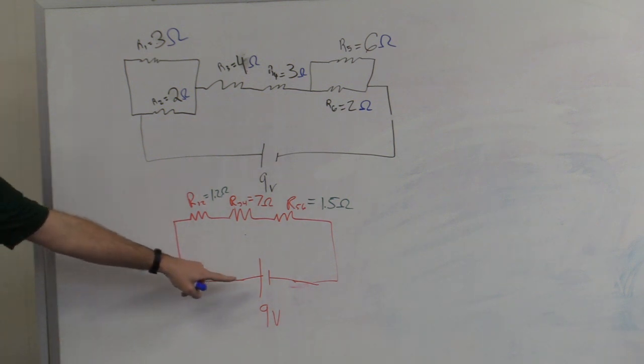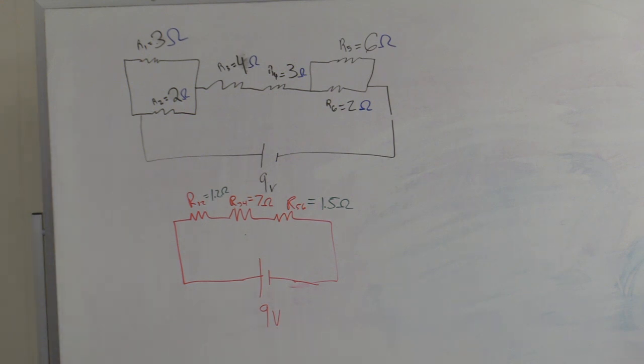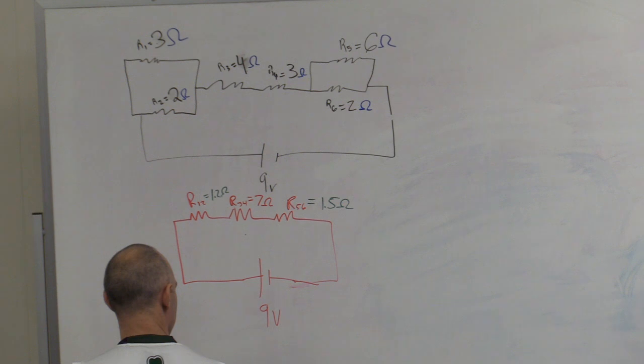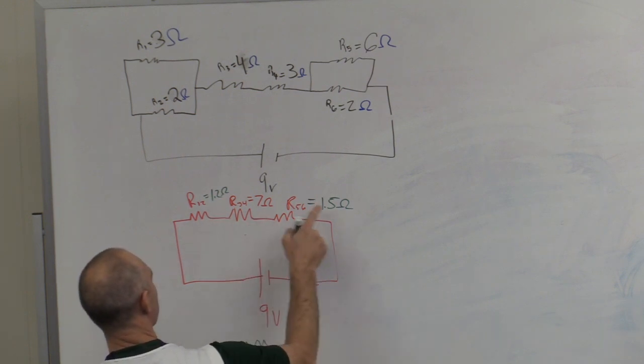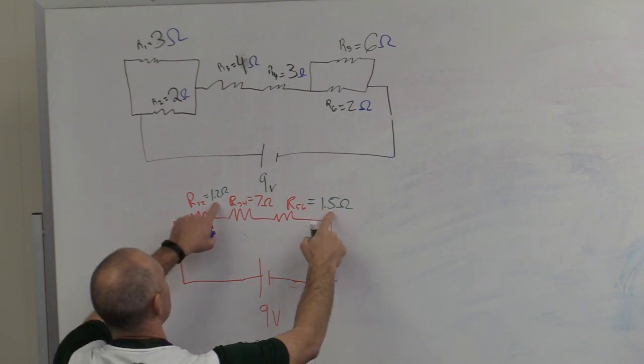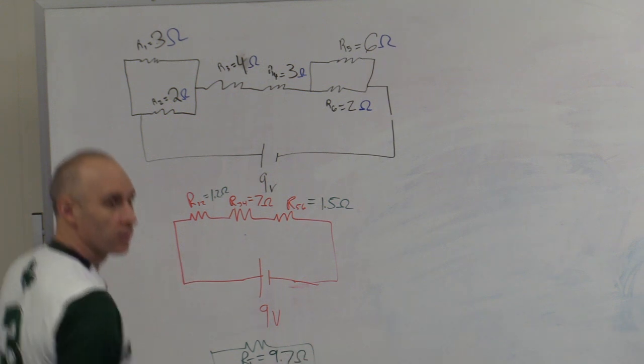Now, what do we have? We've got a battery attached to a series of resistors. That's actually not that bad at all. That's fairly straightforward. I know how to deal with this. I can deal with it by just adding them up. I've got my 9-volt battery. I've got my R total is equal to 1.2 plus 7 plus 1.5. That's 2.7, 9.7 ohms. That's what Cassie told me, right?